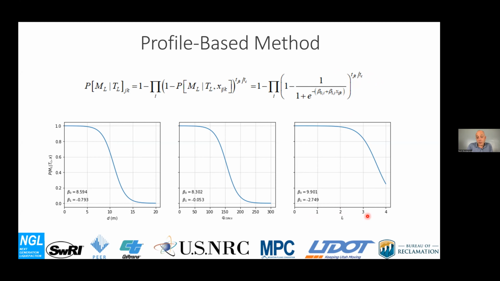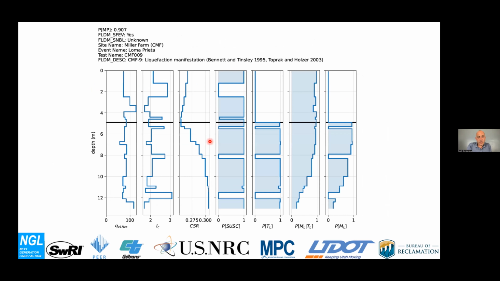So this is actually the result of one of our regressions. So what we do now is come up with the probability that each layer will manifest, and we roll up all those probabilities to get a probability of profile manifestation, and then adjust the coefficients of these logistic functions until we best separate the data. And so that's what we've done. And here's a result that shows a good prediction.